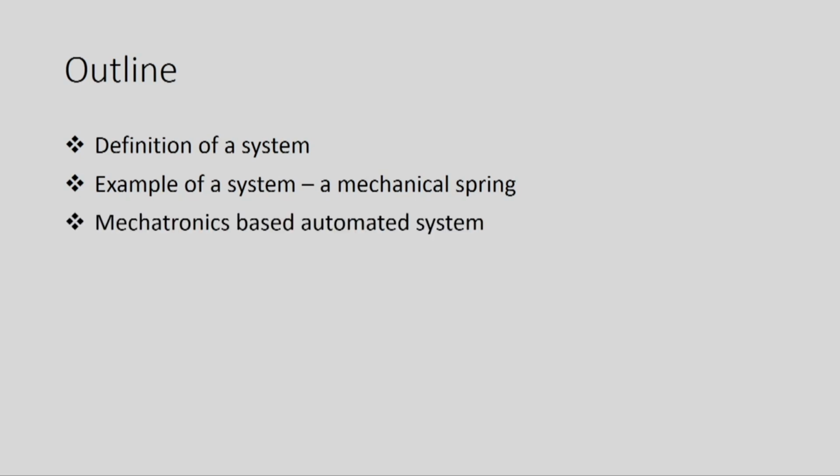At the start of the lecture, we will study the definition of a system, the meaning of the term system, which is often used in automation and in mechatronics based systems. Then we will have an example of a system. We will be studying a simple mechanical element, that is a spring. A mechanical spring will be studied to understand the meaning of the term system.